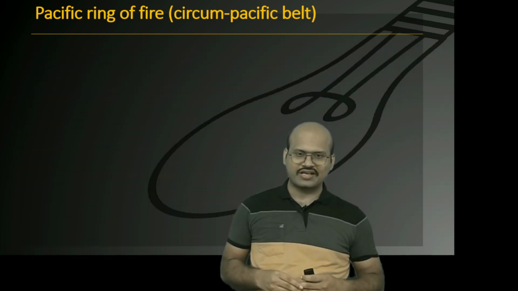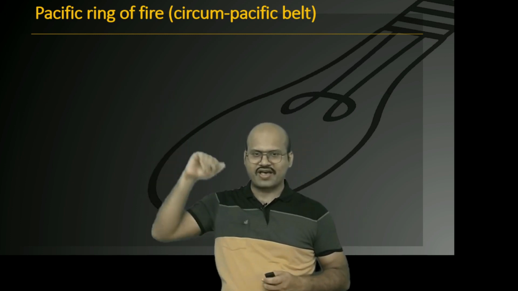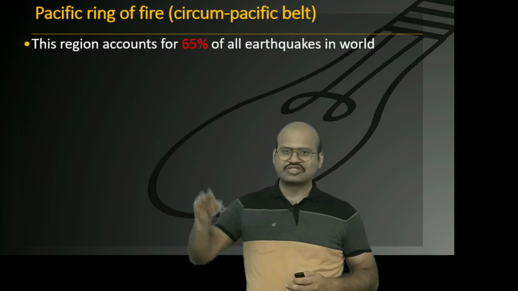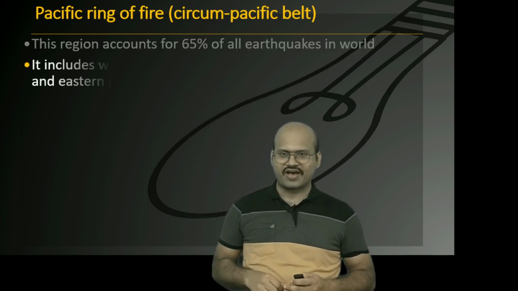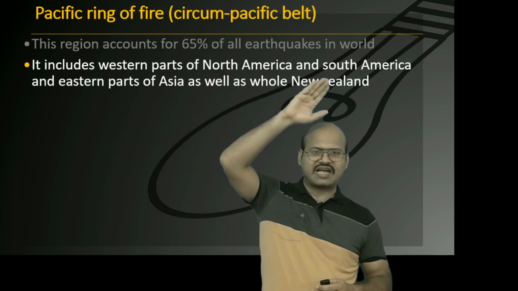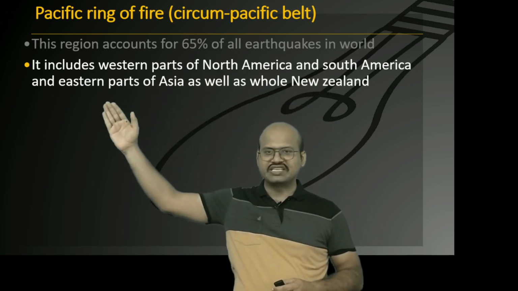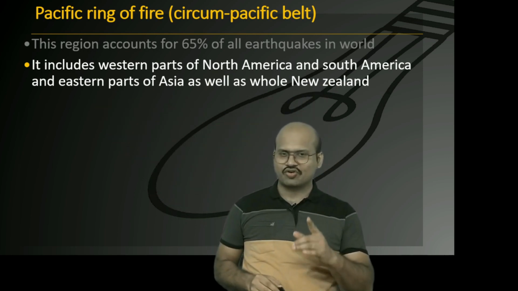So let's see why so many seismic activities are concentrated in Pacific Ring of Fire. We know that almost 65% of all earthquakes in the world occur in Pacific Ring of Fire. It includes western parts of North America and South America. It includes eastern parts of Asia as well as New Zealand, but it does not include Australia.